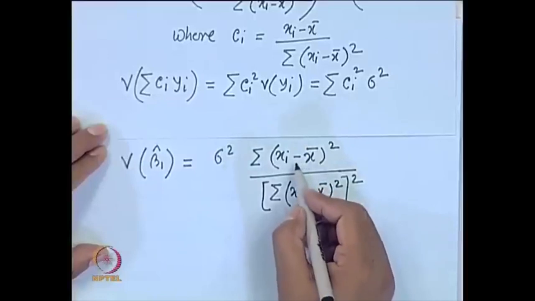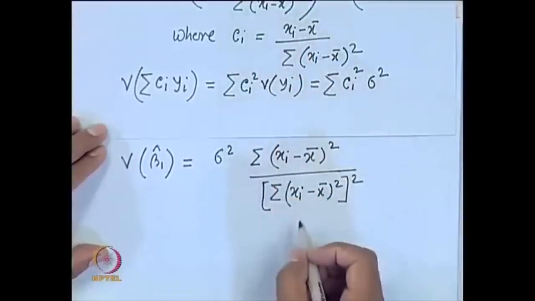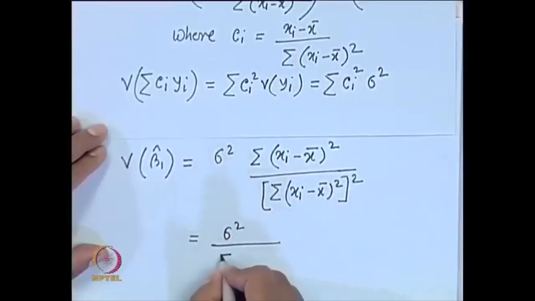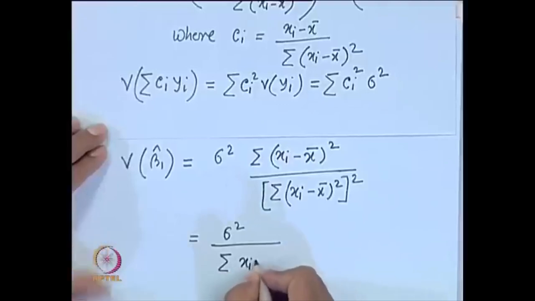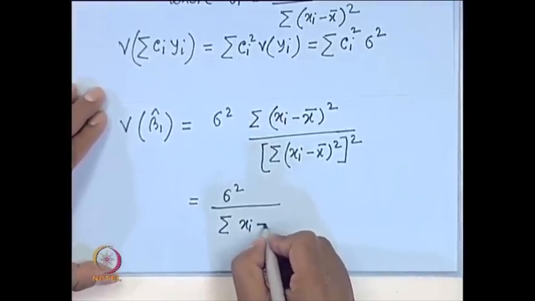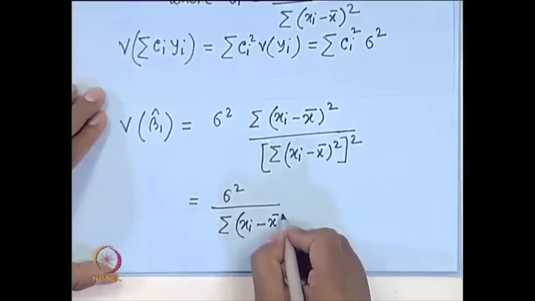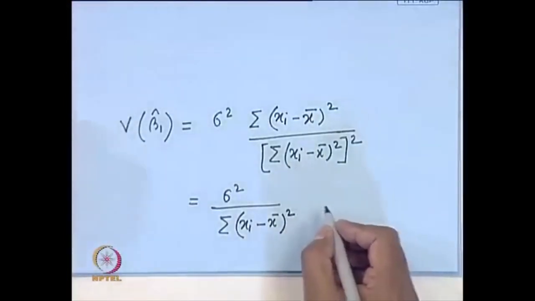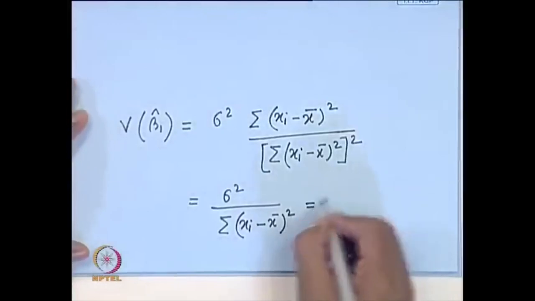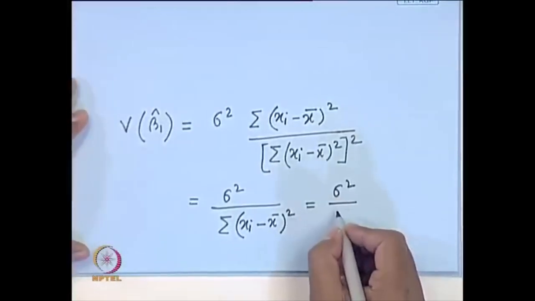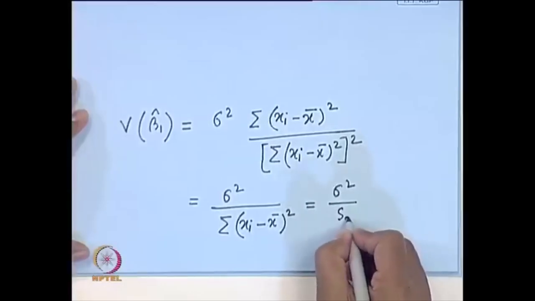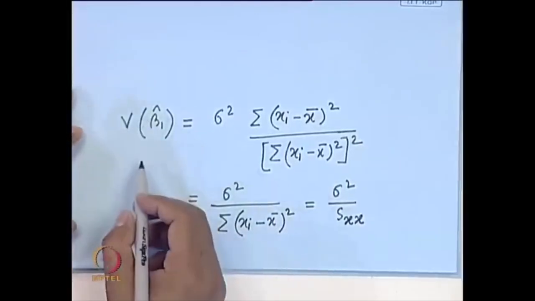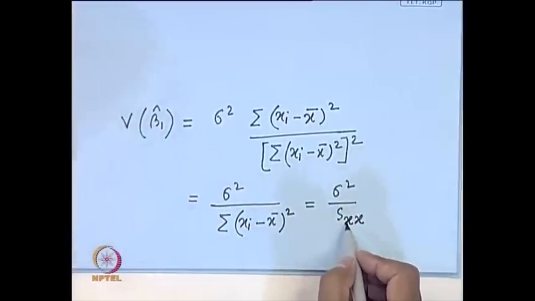So, I am just replacing c_i square by its value, and this becomes sigma square by summation (x_i minus x bar) whole square, which is equal to sigma square by S_xx by notation. So, we proved that variance of beta 1 hat is equal to sigma square by S_xx.